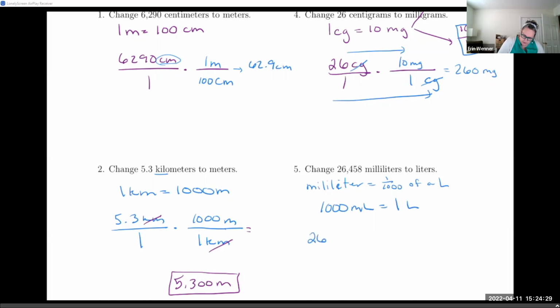So putting 26,458 milliliters on top, we're going to use 1000 milliliters on the bottom and 1 liter on top. Dividing causes our decimal to move 3 times, giving us 26.458 liters.